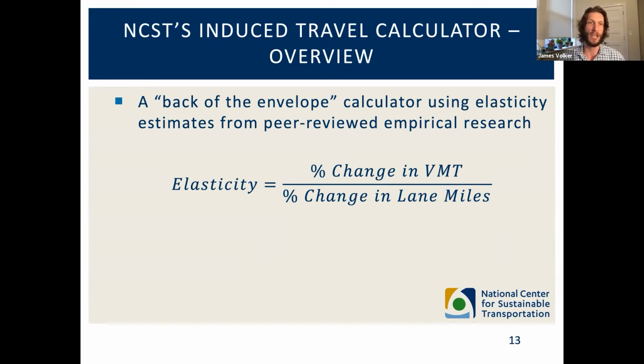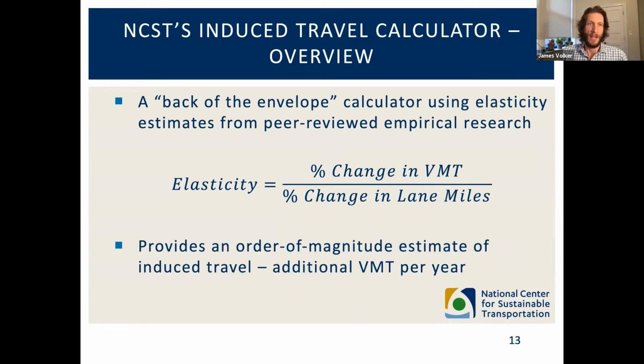The elasticity is the change in VMT divided by the change in lane miles. So an elasticity of 1 would mean that a 10% increase in lane miles would lead to a 10% increase in VMT. And so what the calculator does is provide this order of magnitude estimate.